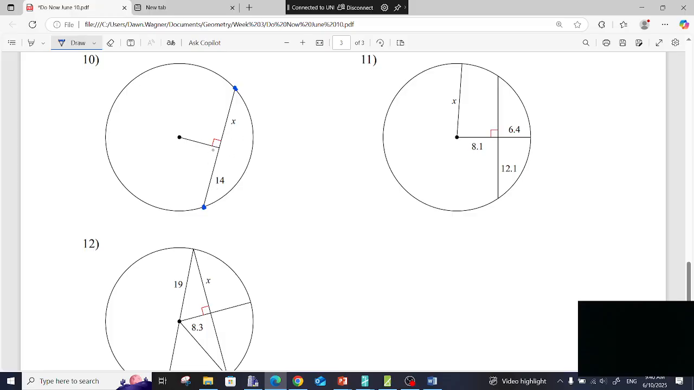So do I have to do a whole lot of work to find x? No. What's x equal? Yeah, this is just 14. That's it. No work. Yay.